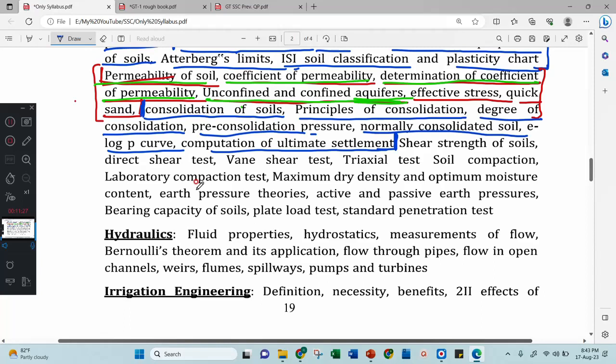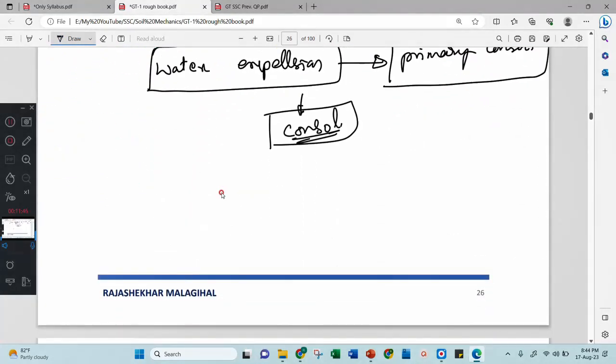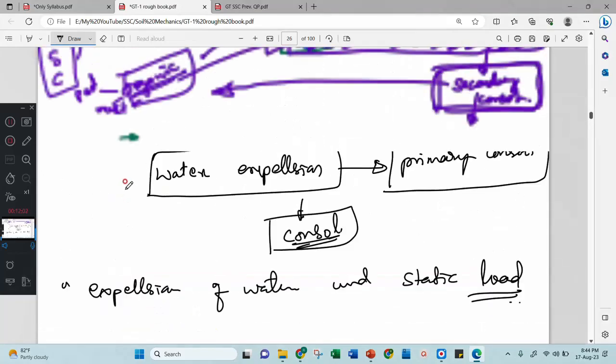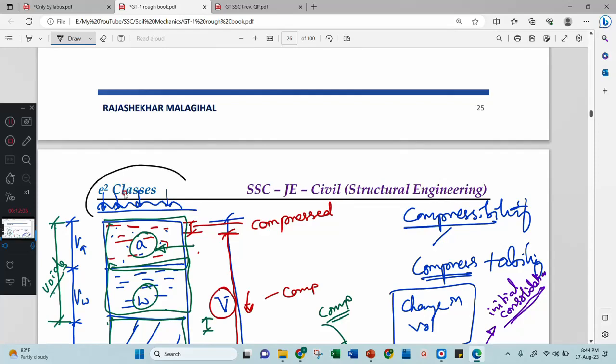If I go to the syllabus, you can see the consolidation of soil they have written here, right? They are not interested in initial consolidation and they are not interested in secondary consolidation. Here, consolidation of soil means they are talking about primary consolidation. Then what is the definition of primary consolidation? This is a process of expulsion of water under static load. This is very important. The static load we are applying, we are not applying any dynamic load.